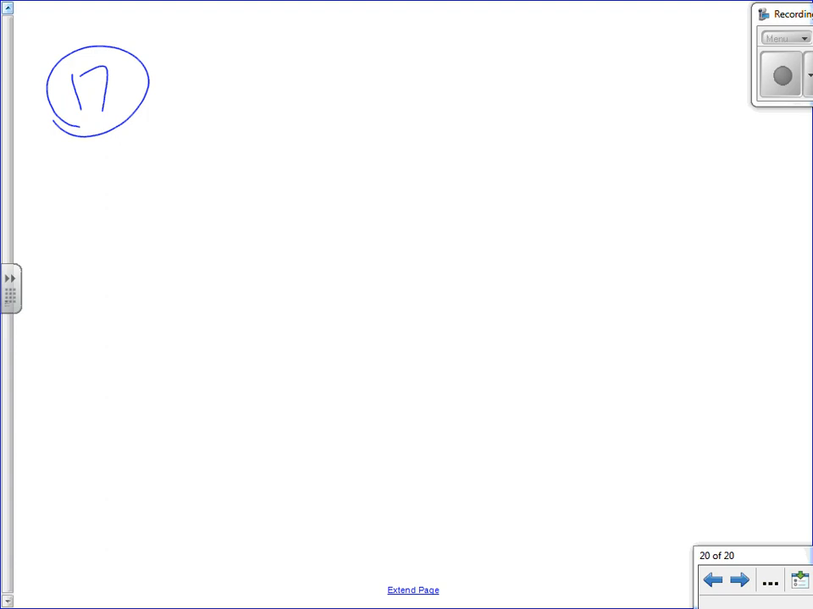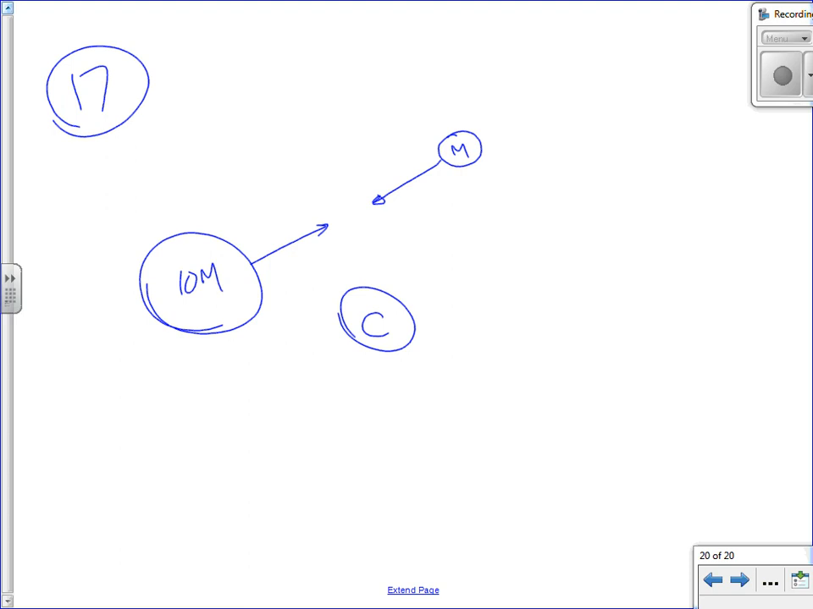A moon with mass m is orbiting a planet of mass 10m. The ratio of the force the planet exerts on the moon to the force the moon exerts on the planet. Of course, right? So here's the planet, 10m. Here's the moon, m. These are two objects that exert forces on each other. The forces are equal and opposite. Don't miss that one. Equal and opposite. Okay?